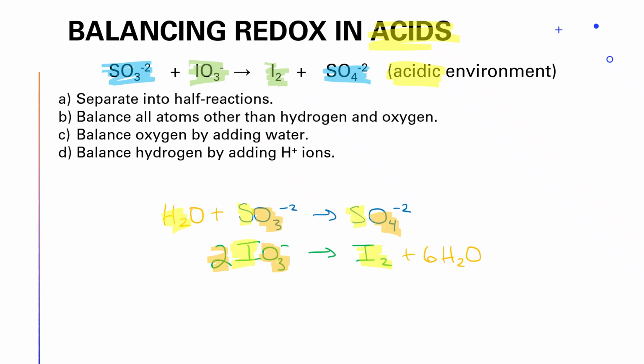So I'm going to add in some hydrogen on the right, and it'll be 2H+ to balance with the 2. Otherwise, for the iodine, I have 6 times 2, which is 12 hydrogens. So I'm going to add in plus 12H+ to get all the atoms balanced. So now I should have all the same number of every atom on each side.